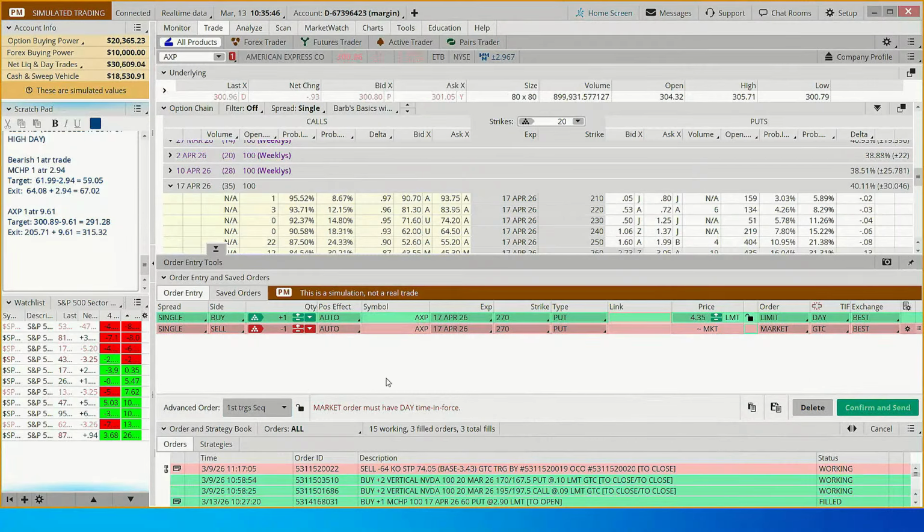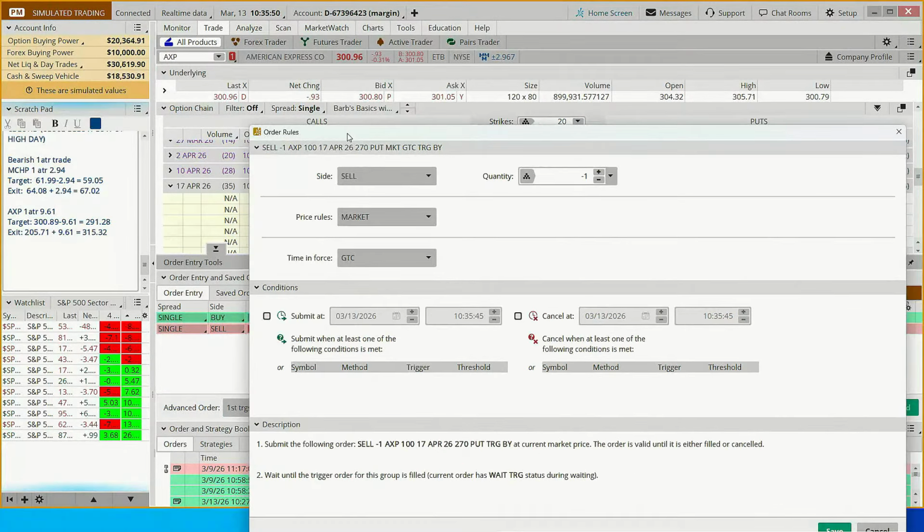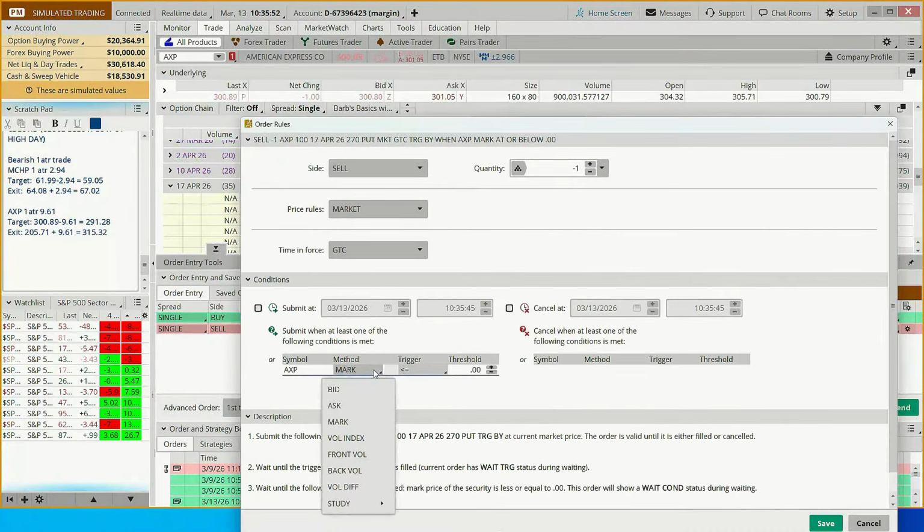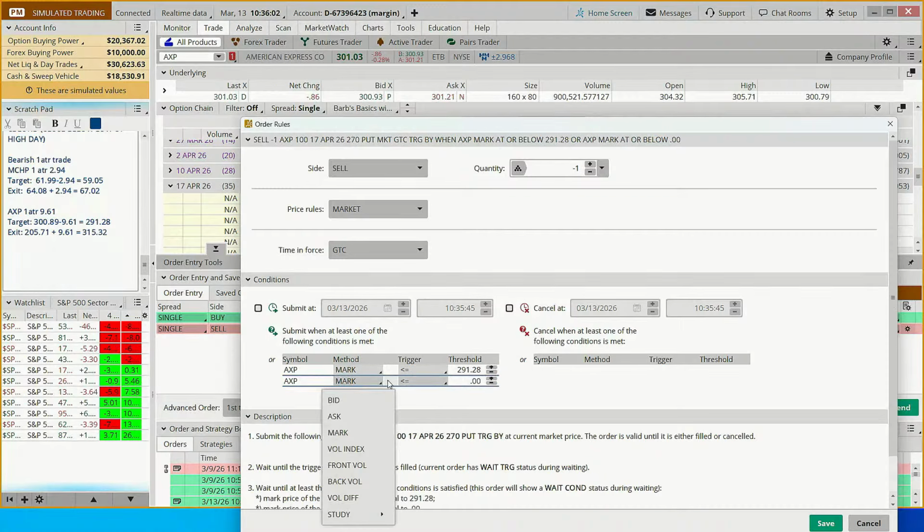And then we're going to go into our disappearing, reappearing sprocket and our conditional order and say, hey, if and or when this goes below 291.28, get us out. Or if it goes above 315.32, get us out. Okay.